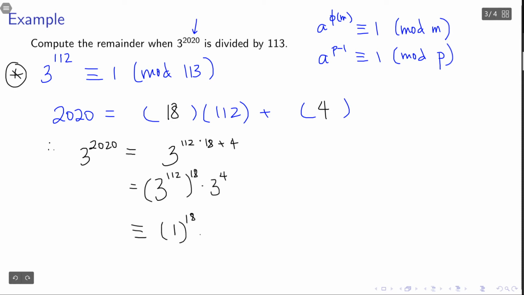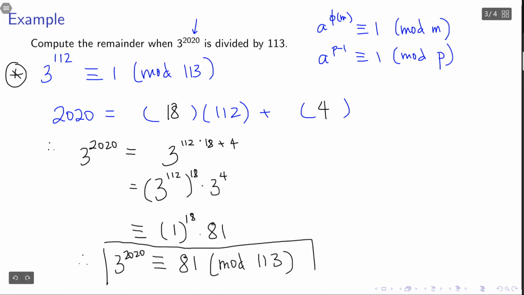That's 1 to the 18. 3 to the 4th power is 81. And so we're actually done. Therefore, 3 raised to 2020 is congruent to 81 modulo 113. Right, which means even if we had this large power of 3, we didn't have to divide it by 113 to compute the remainder. We just used Euler's theorem to simplify the calculation in order to recognize that 3 to the 2020 is really the same as 3 to the 4th power modulo 113.